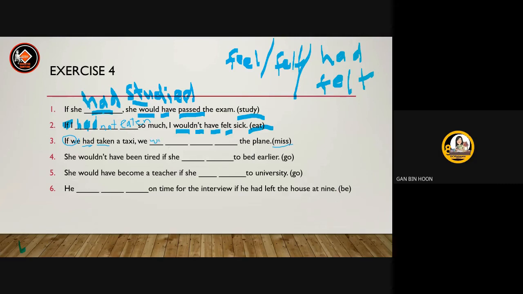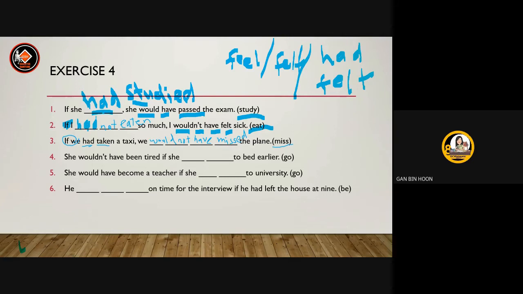Okay, so we would not have missed. Would not have missed. Okay, good. Dah pandai sekarang. Wow. We would not have missed the plane. Okay, good. Can you see that? So if you know all this, you can write better and better sentences, right? Okay, let's look at number 4.